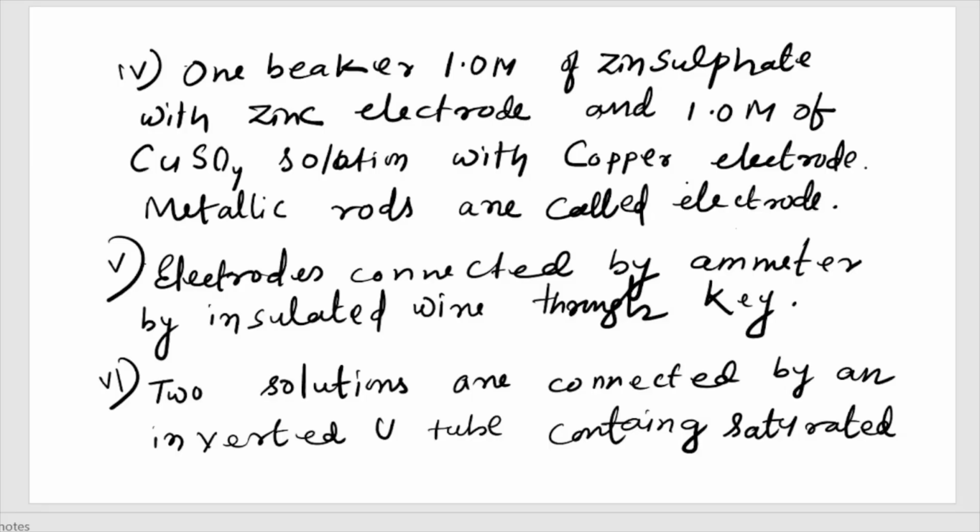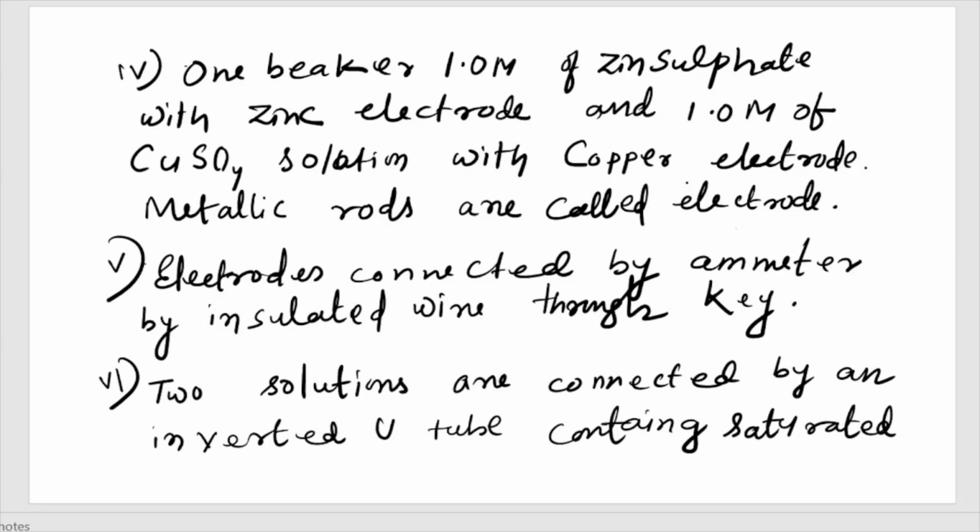Then what is the fourth point? One beaker of 1 M zinc sulfate. What is the molarity, the concentration of the solution you will take? That is 1 M zinc sulfate with a zinc electrode. The zinc electrode is dipped in 1 M zinc sulfate solution in a beaker. Then 1 M copper sulfate solution with a copper electrode. The metal rods with their electrolyte solution are called electrodes.